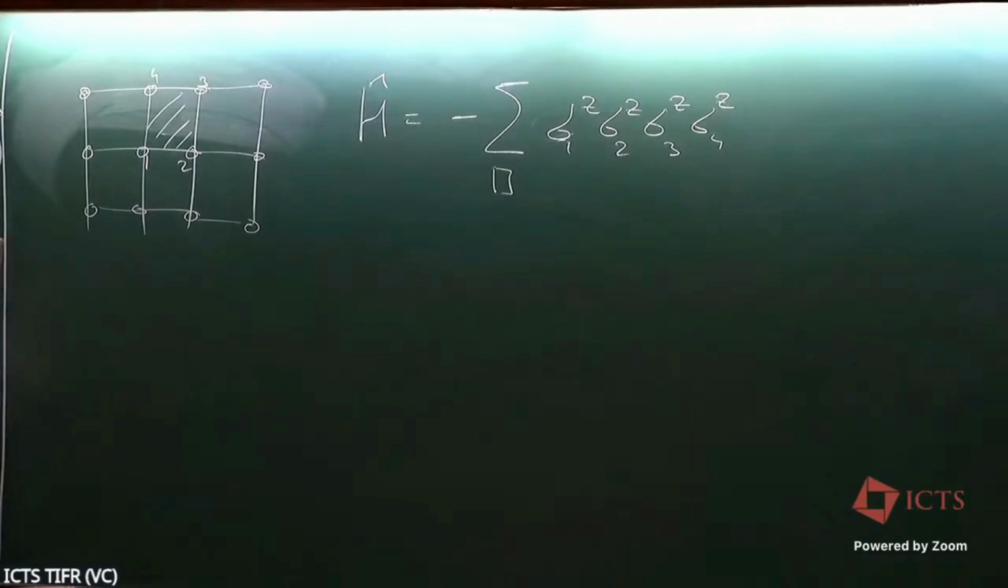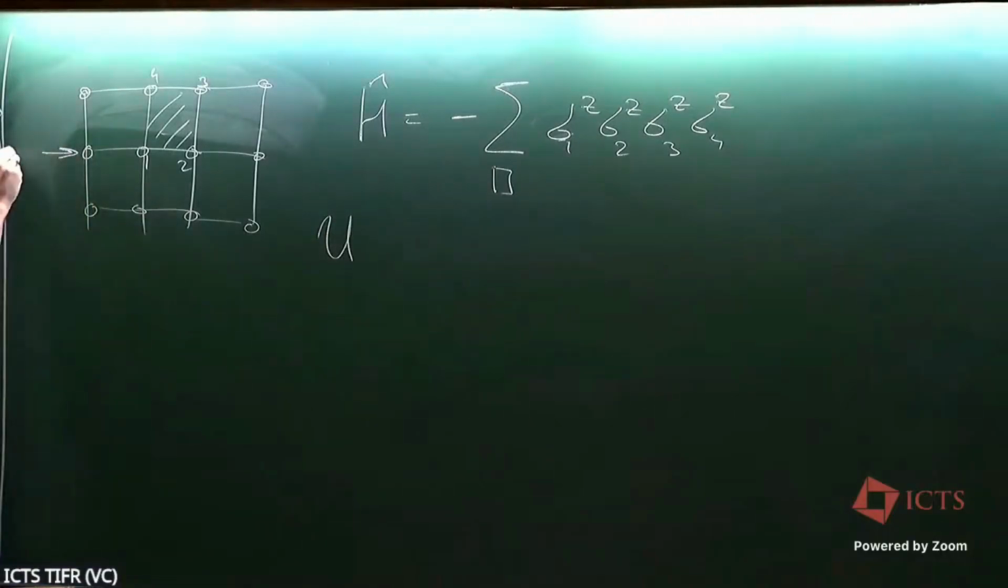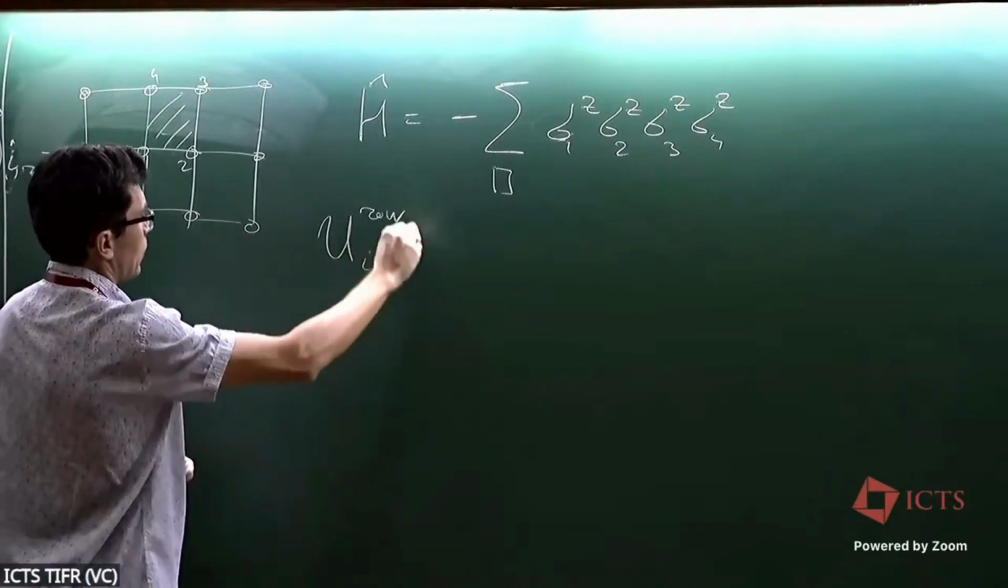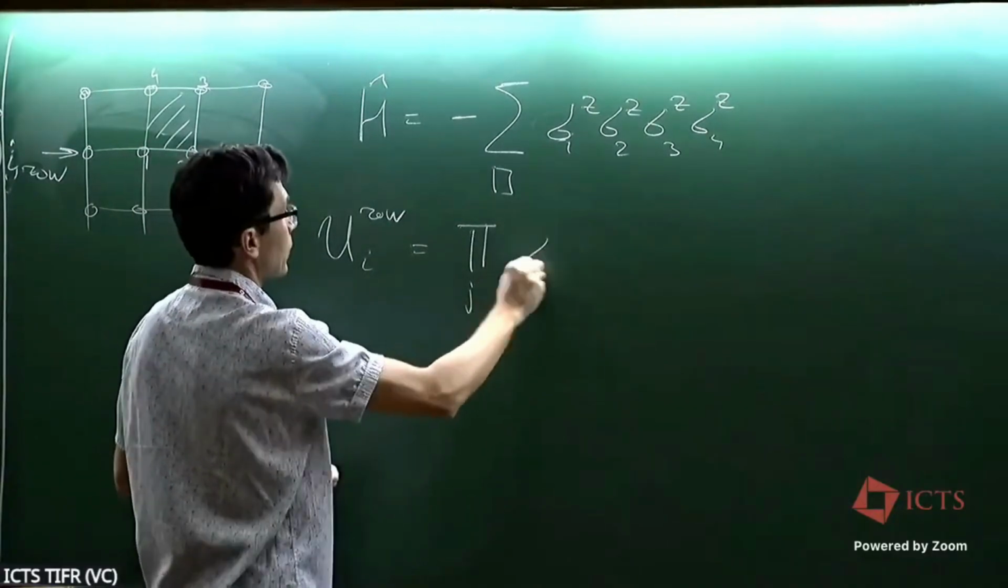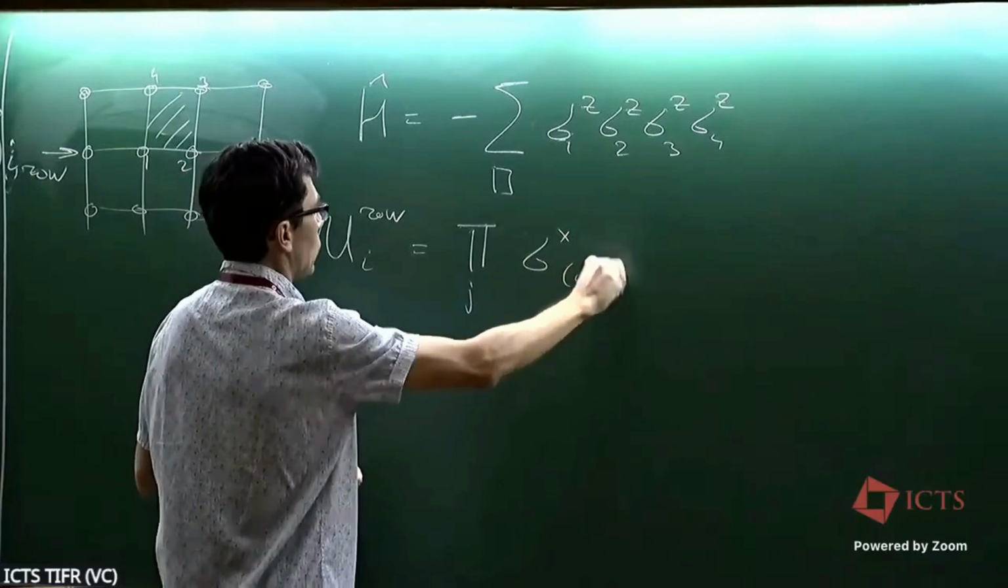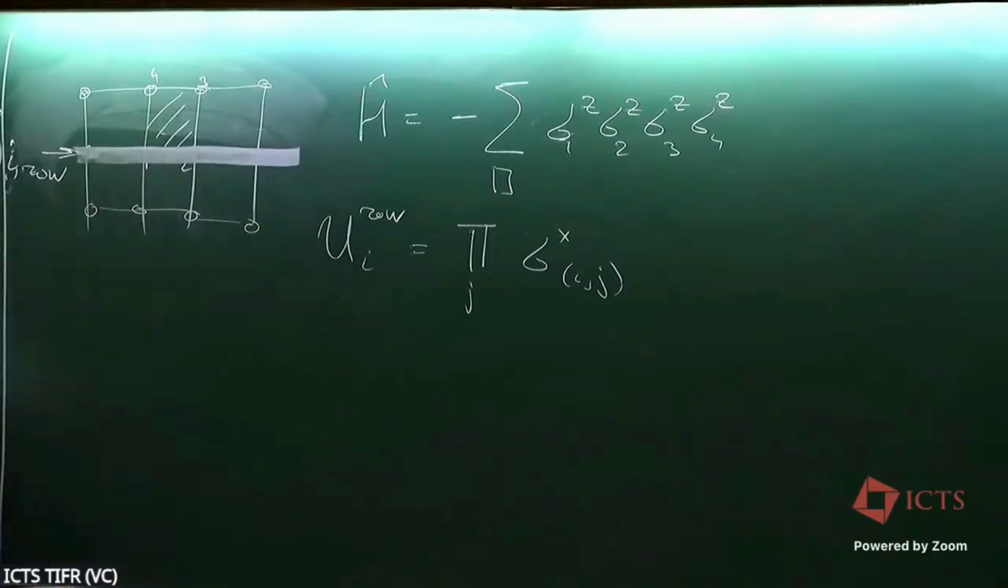If you look at what the symmetry operators defined over here are, they look like one-form symmetries. What you realize is that in a given row, I could define this operator, which would be the product of the sigma x operators with coordinates ij. Think of it this way: I take an entire row and I flip all the spins.